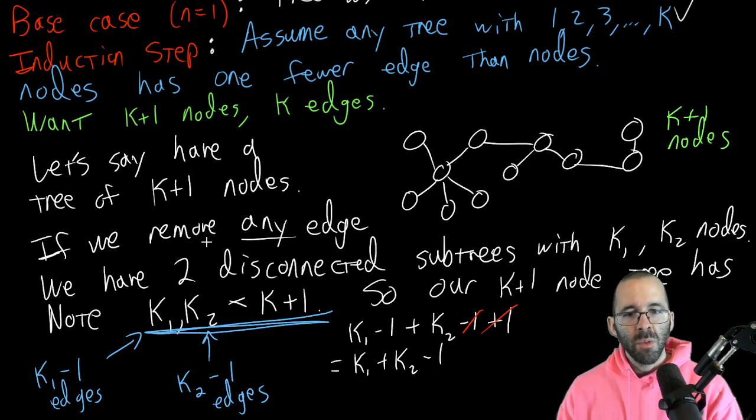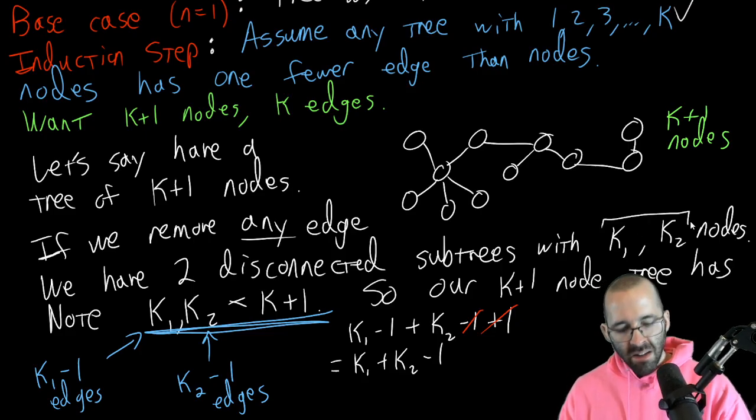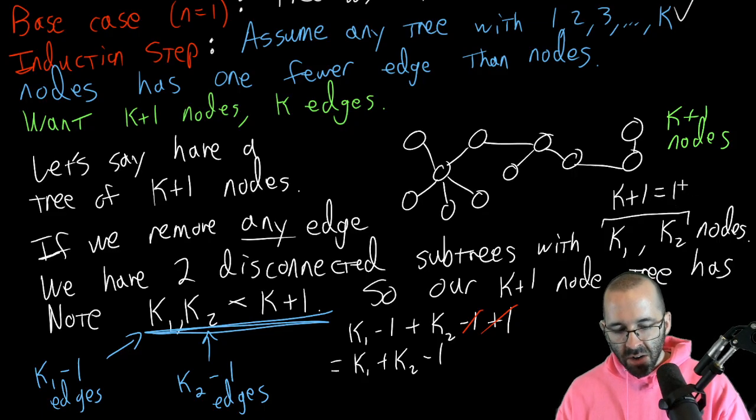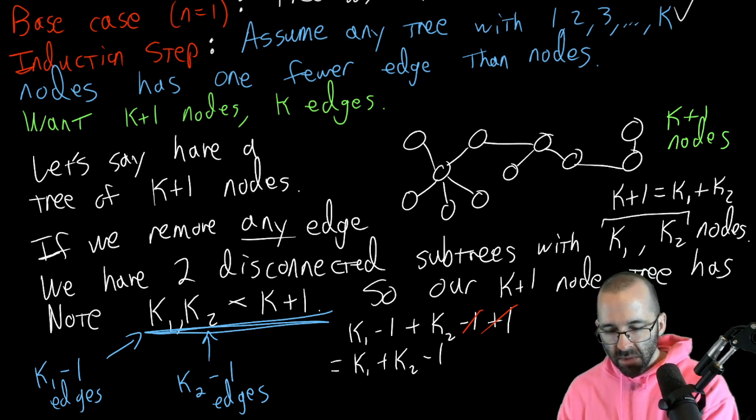Remember, if we remove an edge and they have K1 and K2 nodes, I didn't comment on this, but what's the relation? It's that K1 plus K2 equals K plus 1. We didn't get rid of any nodes. So when you have two subtrees, the nodes of each subtree must add up to the nodes of our original tree. And our original tree had K plus 1 nodes.